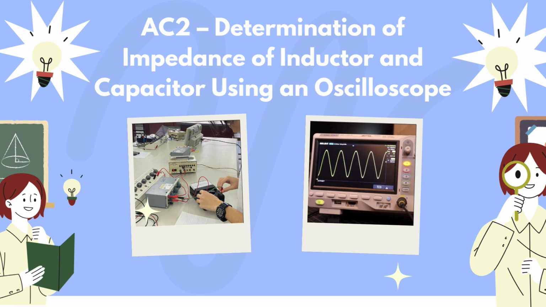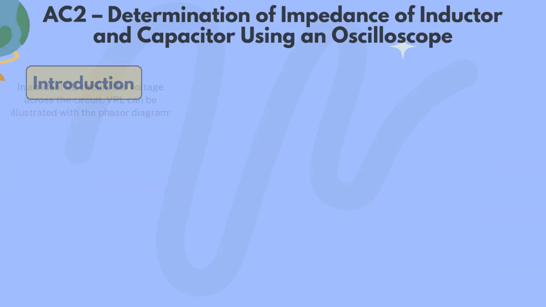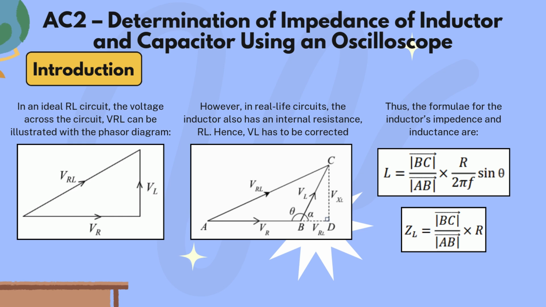Now, let's move on to the third experiment, AC2, determination of impedance of inductor and capacitor using an oscilloscope. In an ideal RL circuit, the voltage across the circuit, VRL, can be illustrated with the phasor diagram below. However, in real-life circuits, the inductor also has an internal resistance, RL. Hence, we have to correct VL as shown in the second phasor diagram. Thus, the formulas for the inductor's impedance and inductance are shown with the two equations on the slide.